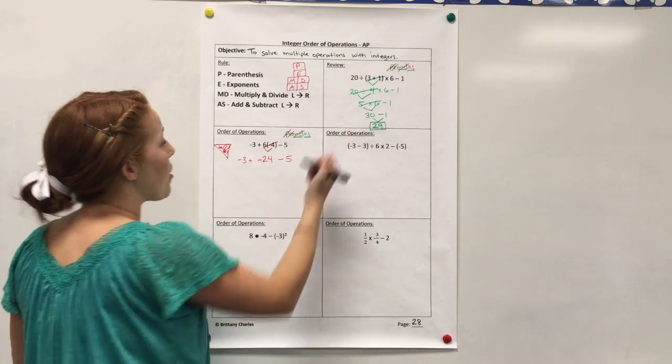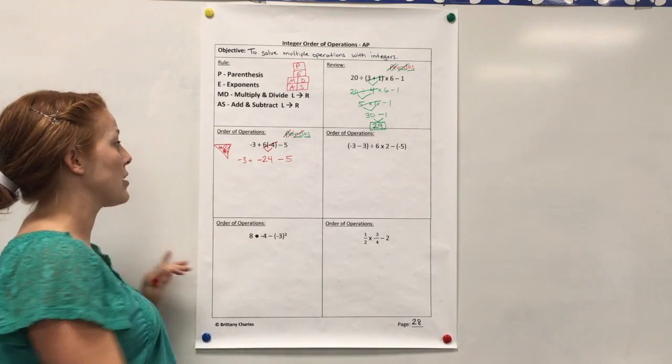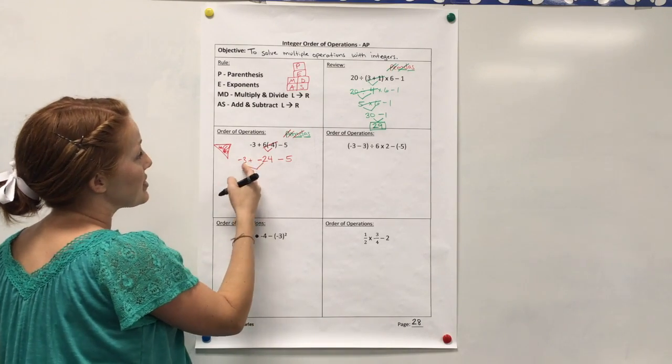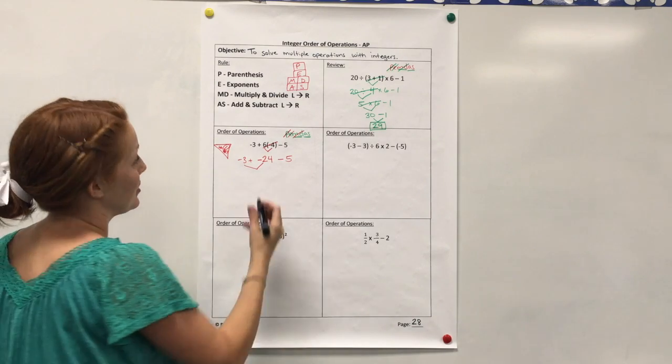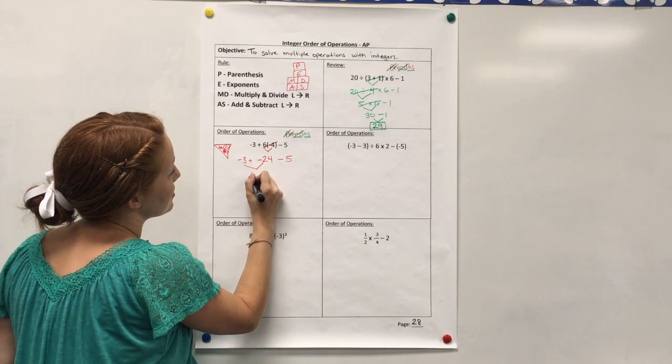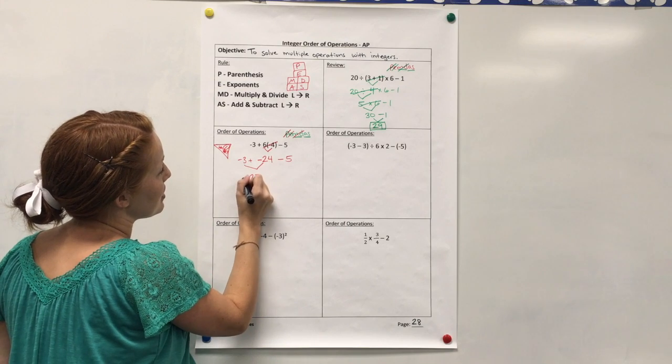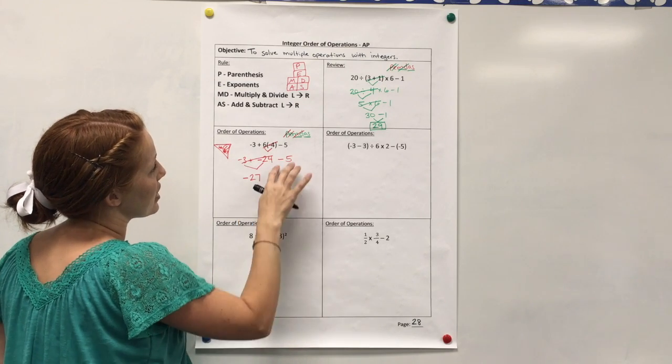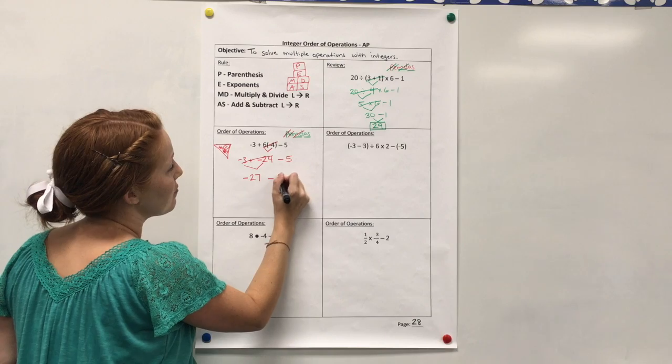Okay, now I'm down to add and subtract, and I go left to right. So I'm going to do this one first. Same signs, add. So 24, 25, 26, 27. And same sign, keep the sign. So that goes away, and I bring down minus 5.